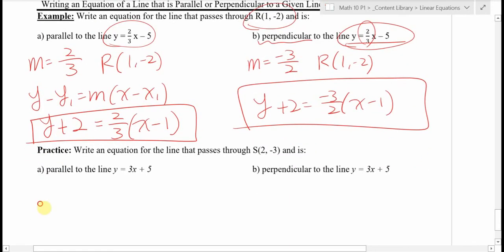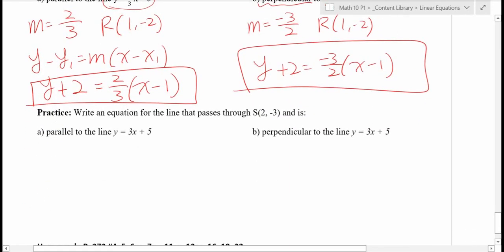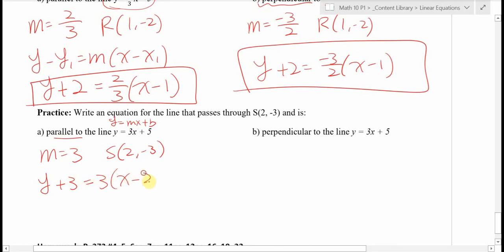Okay, and there are 2 last questions for you to try, and I'll show you the answer in a bit. Okay, so again, parallel means the slope is the same, which is going to be a 3, right? This is written in the mx plus b form, so the slope is m, which, if you just compare them, is 3. The point is 2 comma negative 3. So the equation will be y minus negative 3, so y plus 3 equals m times x minus 2.